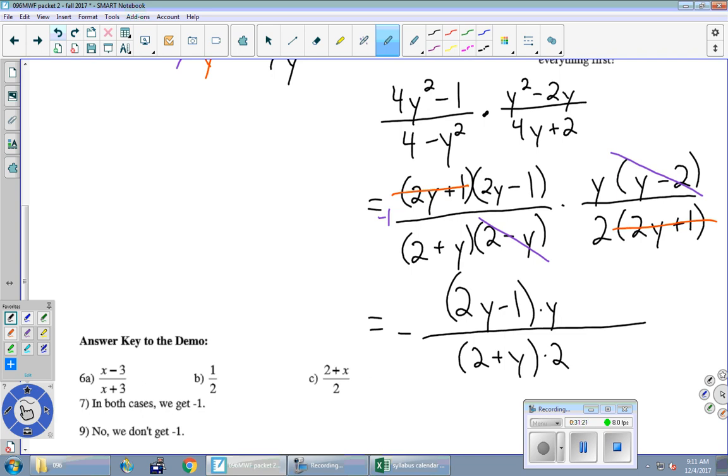You are welcome to distribute to get rid of those parentheses. You are never obligated to do so. When you have a single fraction, factored form is totally fine, top and bottom. Just leave it as it is. It's full credit.